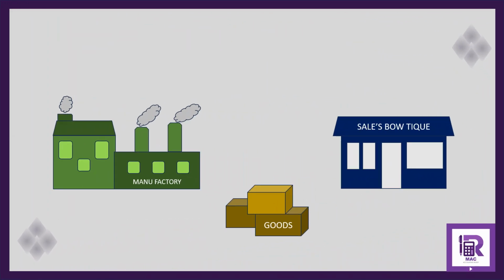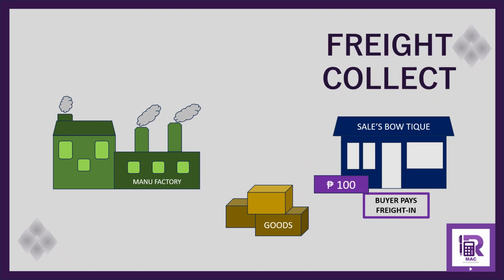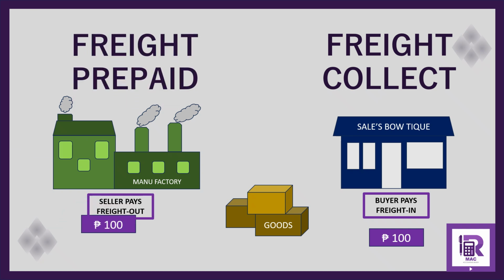Now, what do freight collect and freight prepaid mean? In freight collect, the buyer shoulders or pays the freight to the carrier, while in freight prepaid, the seller shoulders or pays the freight.